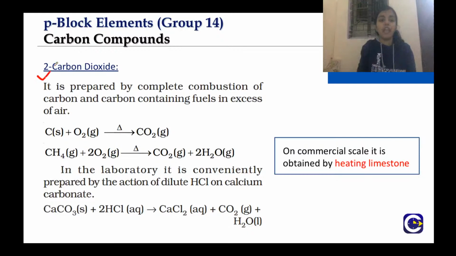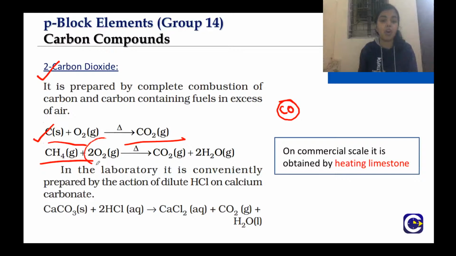Now coming to the other oxide, carbon dioxide. It is prepared by complete combustion of carbon and hydrocarbons, right? So carbon plus oxygen will give you CO2 when you are doing complete combustion. But when you do incomplete combustion, then you obtain carbon monoxide. Now methane also, or any hydrocarbon you take and combust with oxygen, you will get carbon dioxide plus water. Right?